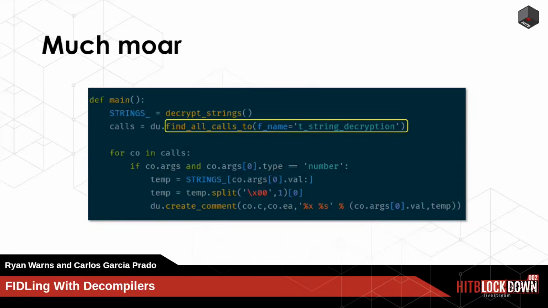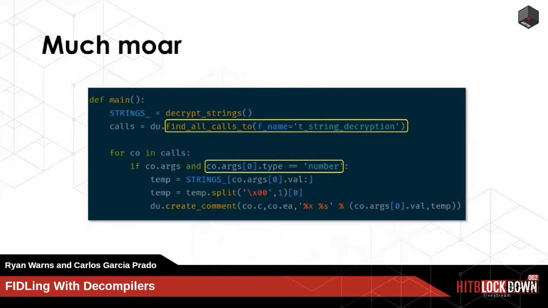This is another very, very useful API that you're going to be using all the time. In this case, our colleague just realized that the malware is always referencing this array of strings that is now decrypted in memory. So what we're going to do is search for all the calls inside the binary to this specific function.